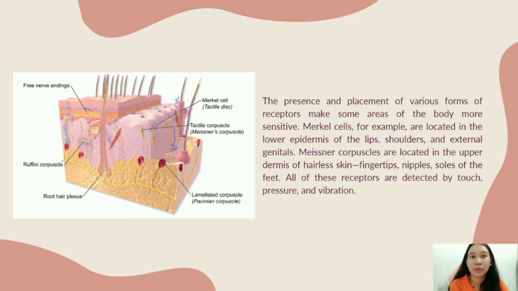Merkel cells, for example, are located in the lower epidermis of the lips, shoulders, and external genitals. Meissner corpuscles are located in the upper dermis of hairless skin, like fingertips, nipples, and soles of the feet. All of these receptors detect touch, pressure, and vibrations.